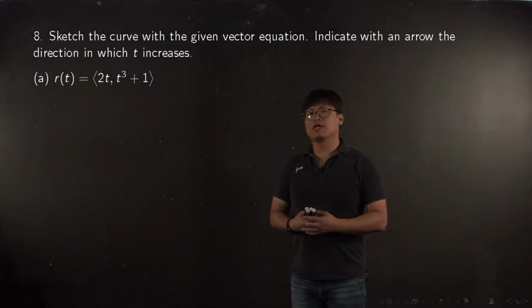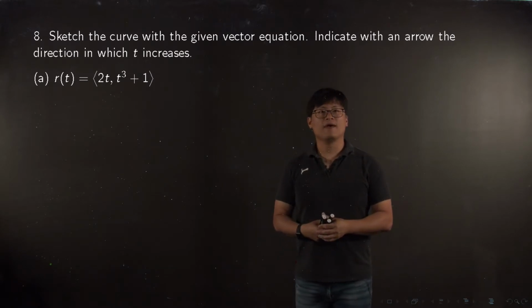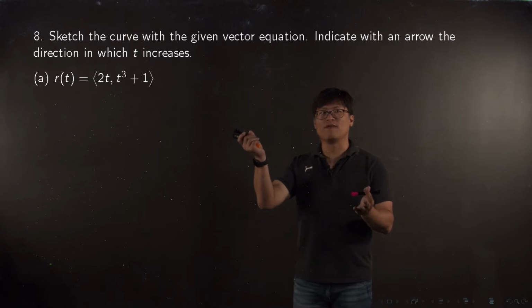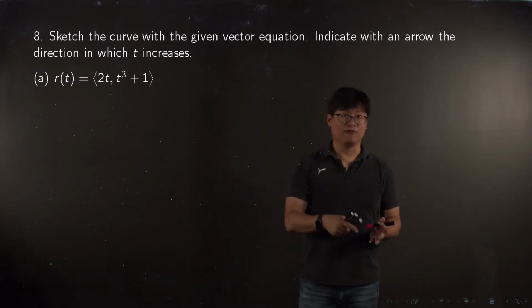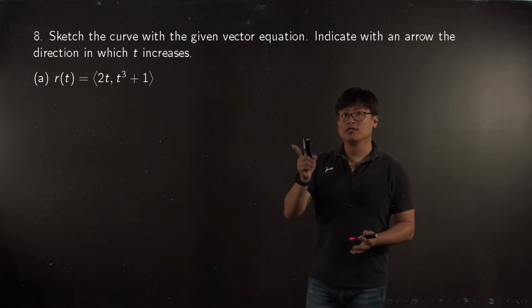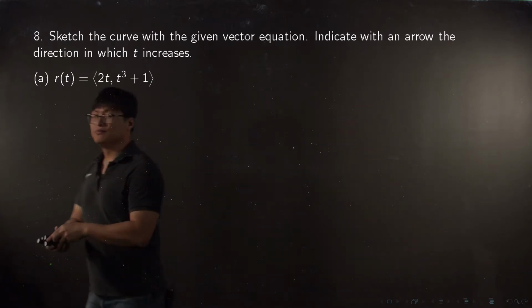Okay, let's try to sketch the curve of the given vector function, okay? To do so, we have to change the vector function into Cartesian form. We practiced a lot before, a couple of weeks ago. So let me do it again, okay? Here we go.